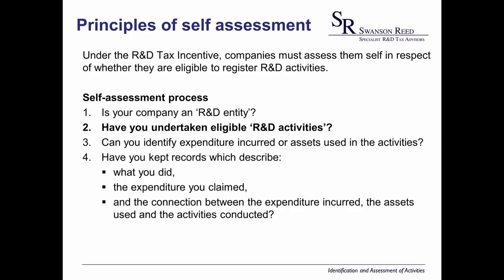Firstly, consider if your company is an eligible R&D entity. This usually means an incorporated entity. Then, consider if you have undertaken eligible R&D activities. Consider if you can accurately identify expenditure incurred undertaking the R&D activities. Finally, ensure that you have kept records which describe what you did, the expenditure you have incurred, and the connection between the expenditure incurred and the activities conducted. Next, we will focus on the assessment of the eligible activities element of this self-assessment process.